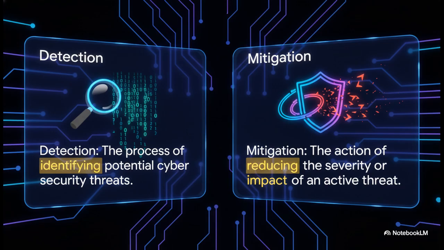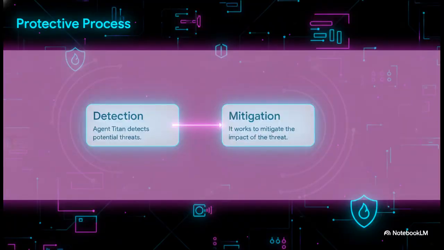Simple as that. So really, the whole process is this constant loop. Step 1, Agent Titan detects a potential threat. Step 2, it immediately jumps into action to mitigate the impact. And that can mean anything, right? It could be blocking an IP address that's trying to guess your password over and over, or maybe flagging a suspicious login that's coming from a new device halfway across the world. It's just this constant, vigilant cycle of watching and acting, 24/7.